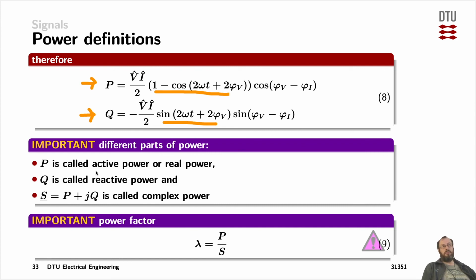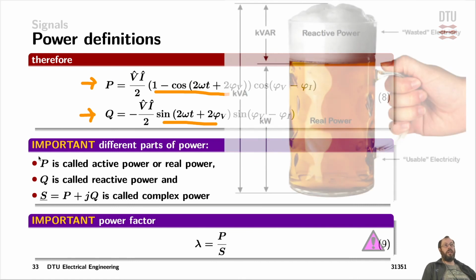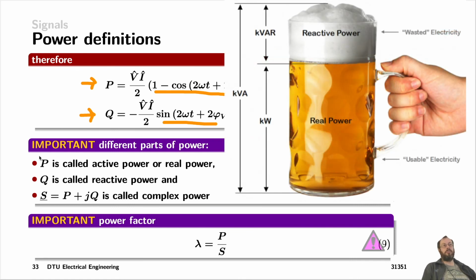There is an interesting analogy to a beer. If you're pouring a beer, the P part is the liquid part. That's what you're drinking. And Q is the foam. Summing both together, the complex power is what's inside your beer glass, the beer plus the foam, but you really want to optimize the stuff that's drinkable and not the white foam on top of it.